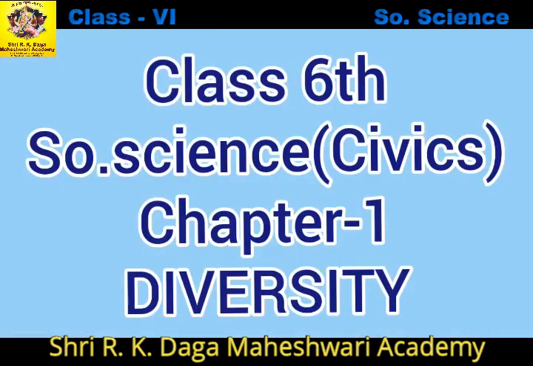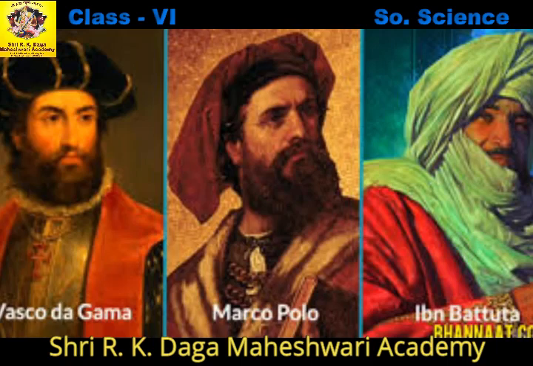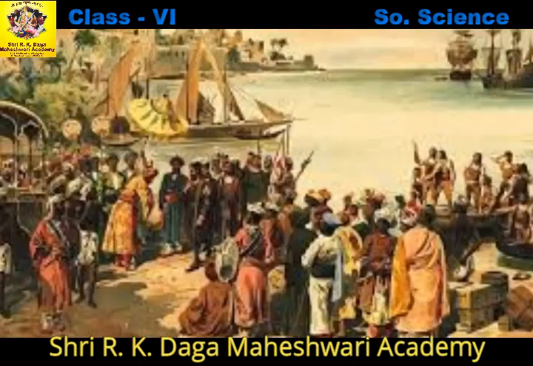Students, today we will study how India became diverse. History tells us that many people have come from foreign lands and settled in India since ancient times. People traveled for different reasons. The places they lived in may have been very cold, where no crops could grow, or very little rainfall could have led to drought and famine. Others may have moved looking for work.